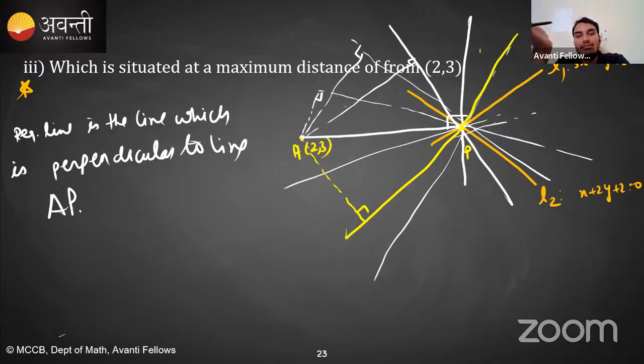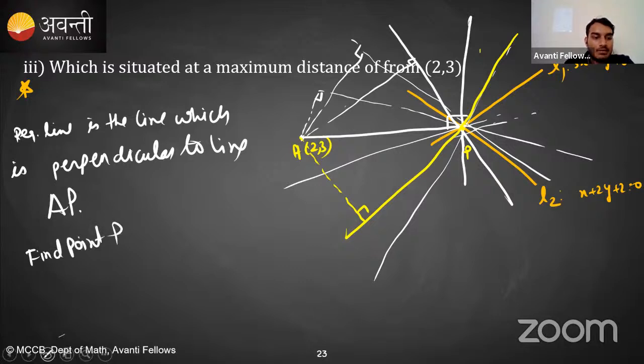Now the question just left is: find the equation of a line which is passing through the point of intersection of the given two lines, and is also perpendicular to AP. Clear? So first of all, get the point P. Now first find point P. What is point P? Point P is the point of intersection of L1 and L2. Yes or no? So we will find this, right?